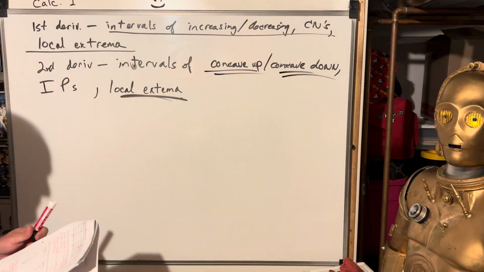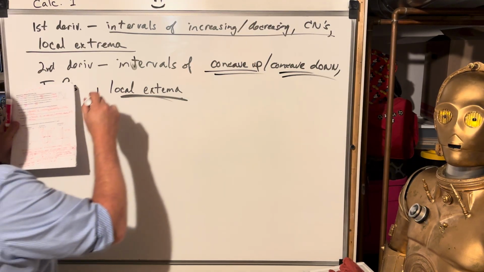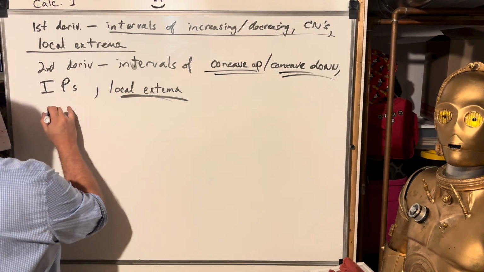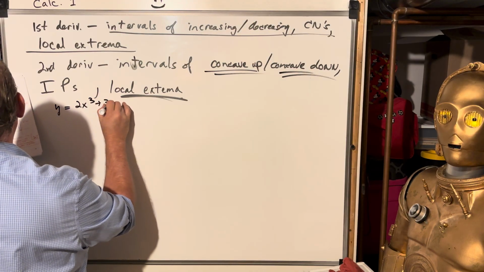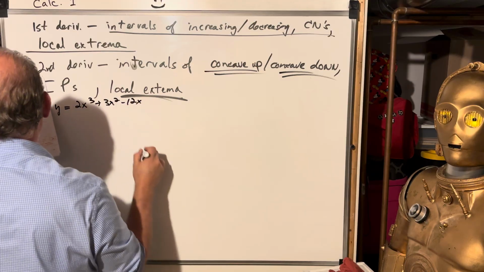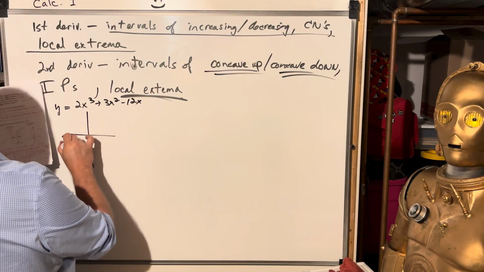All right, and so look, they have the original and the next one and the next one. Let's see, the original is y equals 2x cubed plus 3x squared minus 12x. And they have the graph for us that looks like this.